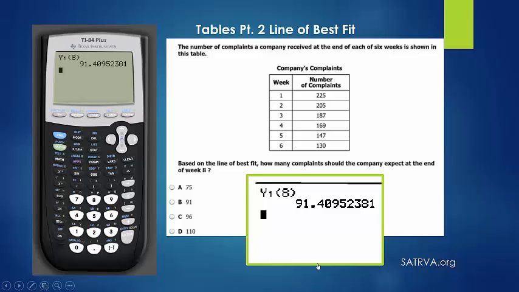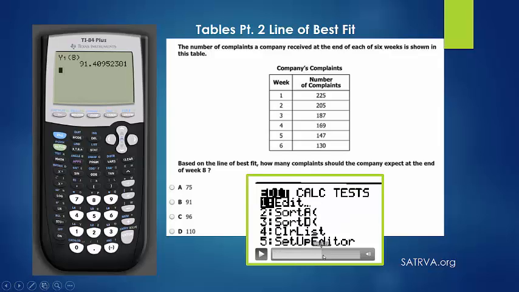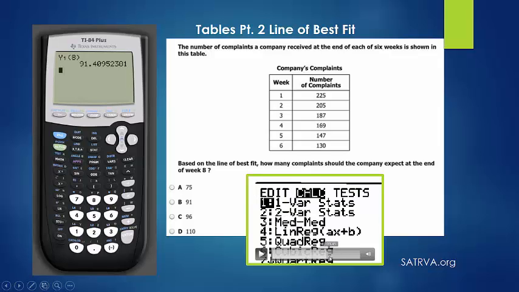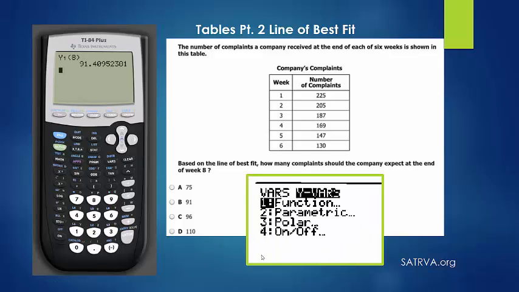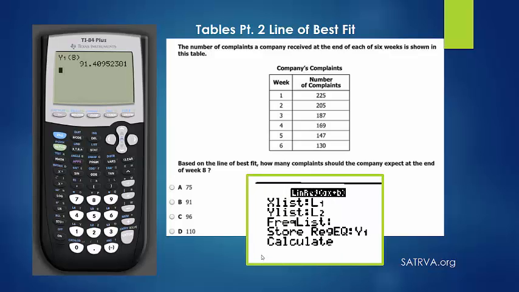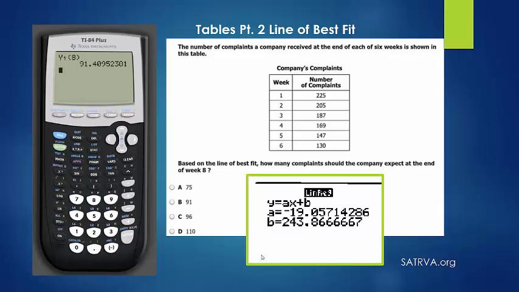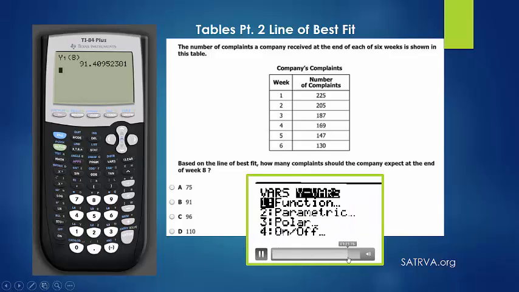And the most important step here is remembering how to get to Y1, and you do that right here. So we'll pause it. So right down there, over to YVars, press enter, and then Y1 appears. Alright? Hopefully that's pretty helpful, and the rest of it is pretty straightforward.